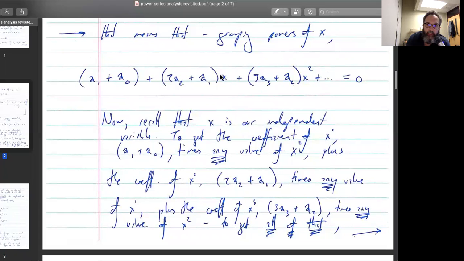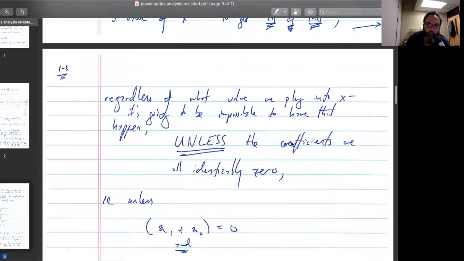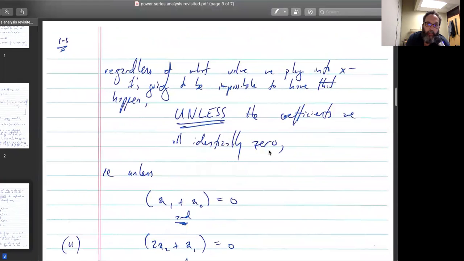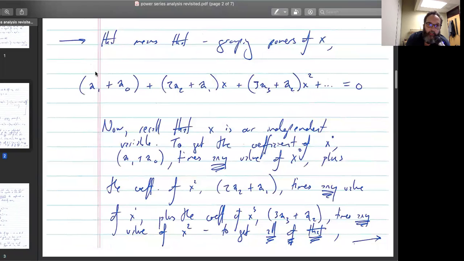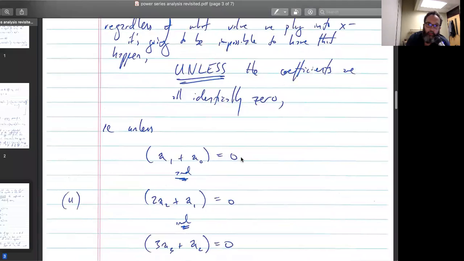So I change x, and this term changes, and this term changes in a different way, and the term that has x cubed changes in a different way. To get all that stuff to add up to always be equal to 0 is pretty much impossible unless the coefficients of each term in that sum are identically 0. So if this is always 0, this is always 0, and this is always 0, and all the other coefficients are always 0, then this thing on the left-hand side will automatically always equal 0. So let's just assume that.